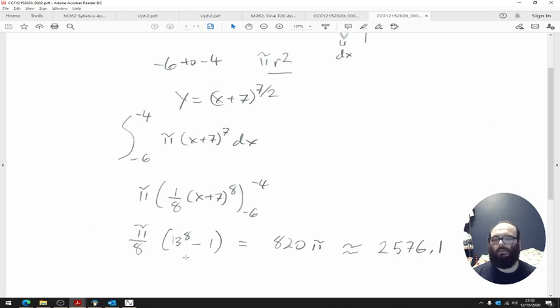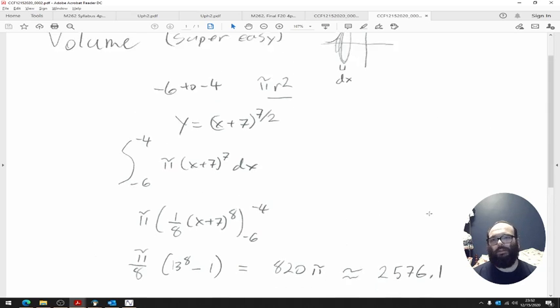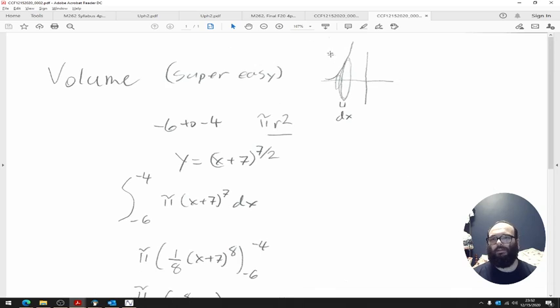So our 3 to the 8th power minus 1, very nicely, turns out to be divisible by 8. I forgot to write it down here, but 8 times 820 is equal to 3 to the 8th minus 1. And so we have just 820 pi, which is just a beautiful answer. But if you wanted to use decimal numbers, it comes out to about 2,576.1.